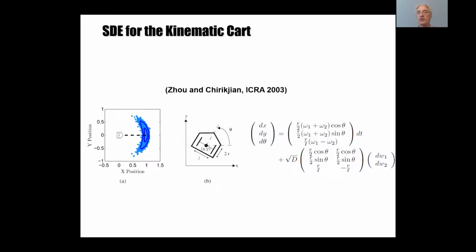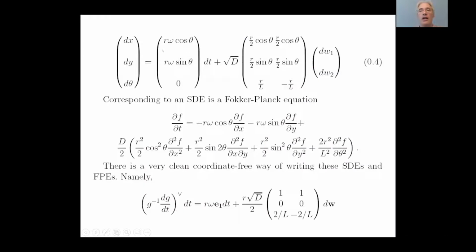Now the full distribution, including theta, looks like a twisted thing in XY theta space in the group. But when you marginalize over theta, you get this so-called banana distribution. And so now if we start with the stochastic differential equation, you can go over to this Fokker-Planck equation in x, y, theta coordinates. It looks like this.